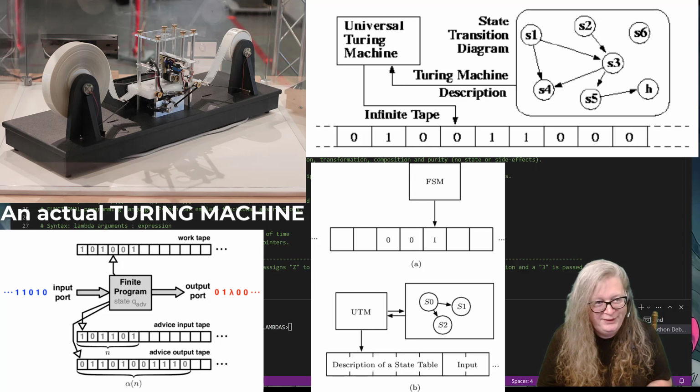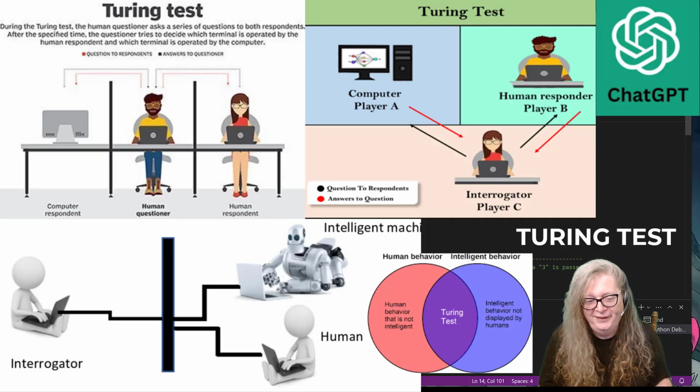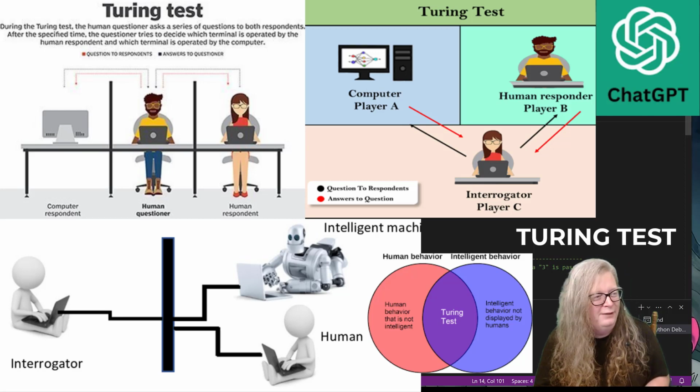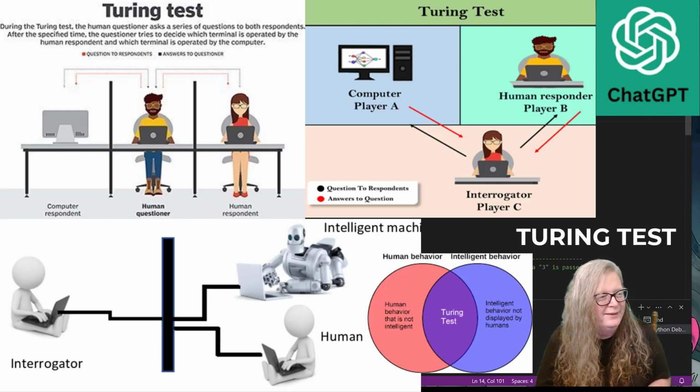A Turing machine, what's that? A mathematical model of computation describing an abstract machine that manipulates symbols on an imaginary strip of tape according to a table of rules. This model is capable of implementing any computer algorithm despite its simplicity. And you've probably heard of the Turing test, whether or not a computer could fool a human into thinking that it was another human and not a computer.